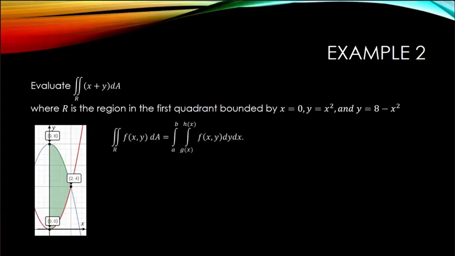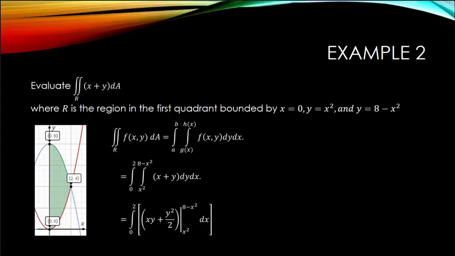My double integral over the region R of f of x,y dA is equal to the integral from a to b of the integral from g of x to h of x of f of x,y dy dx. For my region, this gives me the integral from 0 to 2 of the integral from x squared to 8 minus x squared of x plus y dy dx. My inner integral becomes xy plus y squared over 2 evaluated from x squared to 8 minus x squared.